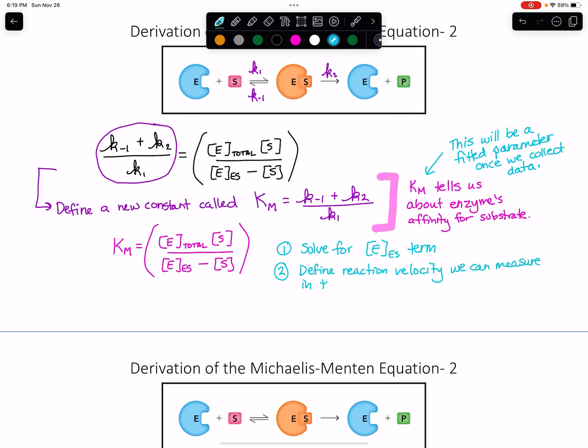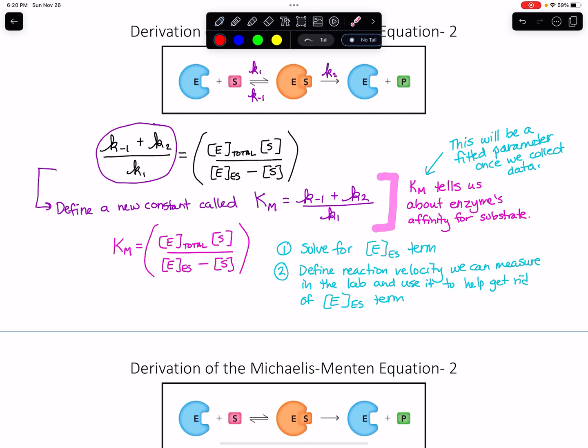In the lab, and use it to help get rid of our enzyme substrate term. Okay? So that's where we're going. All right. So solving for the ES term, and I'm not going to show that algebra.